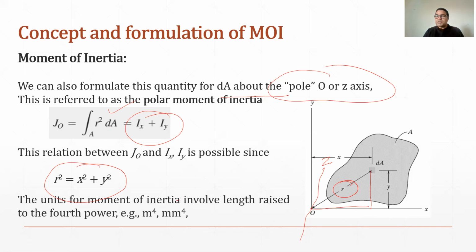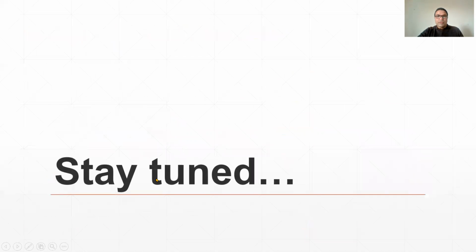And yes, the units of moment of inertia: as you can see here, r square is distance squared and dA is area. Generally, area is expressed in mm square, and similarly the distance squared is in mm square. So mm square into mm square becomes mm to the power 4. That is why the power for moment of inertia is 4. This is a very important thing. We will continue our discussion in the next part. Thank you.